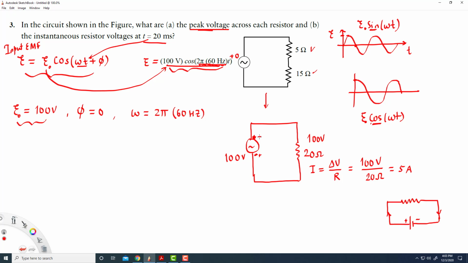So it becomes negative positive, and then in the next instance it's positive negative, and then again negative positive, positive negative. So it goes on forever, as long as you supply the source.